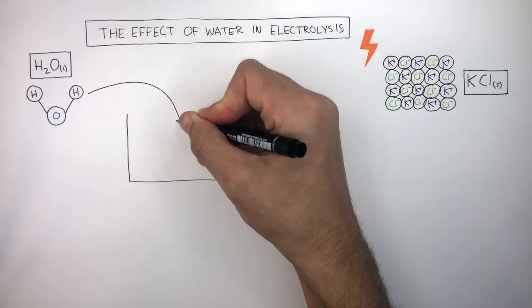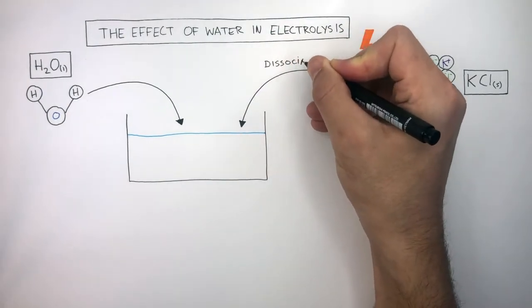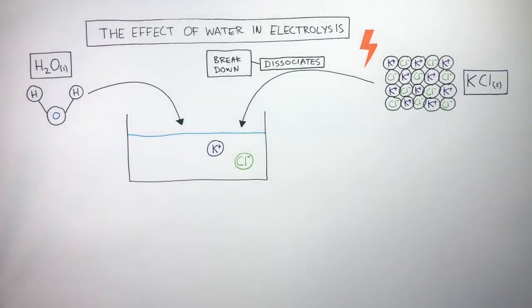If water is mixed with potassium chloride, the potassium chloride dissociates into its ions. Dissociate means to break down. The potassium chloride dissociates into its potassium ions and chloride ions, which are now free to move in the solution. And it's because of water that potassium chloride has been able to dissociate, which means to break down into its individual ions. Water doesn't stay as the simple molecule that it is.